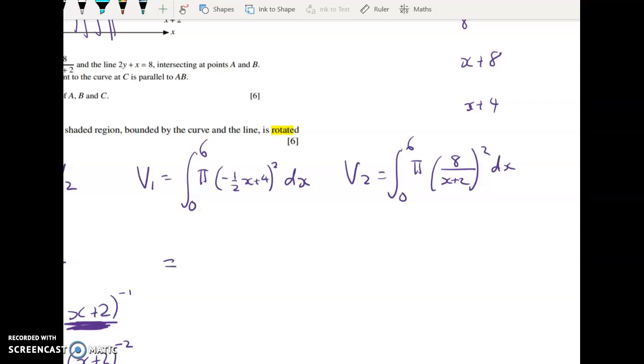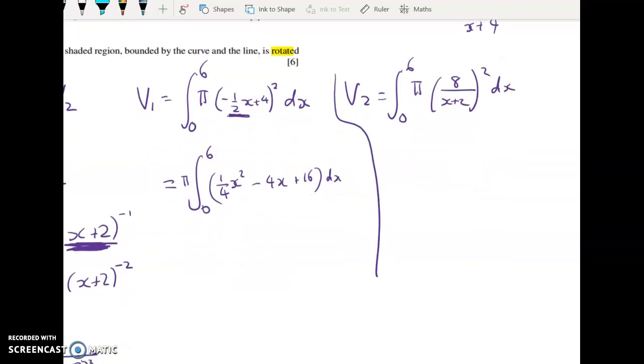So this first one, it's worth taking a little bit of time to expand this slowly. So when I expand this quadratic, I'm going to get positive 1/4 x squared minus 4x plus 16 dx. I'm going to finish this one off here before I do V2. That gives me pi times 1/12 x cubed minus 4 over 2 x squared, which is just 2x squared, plus 16x integrated at the limits of 6 and 0.